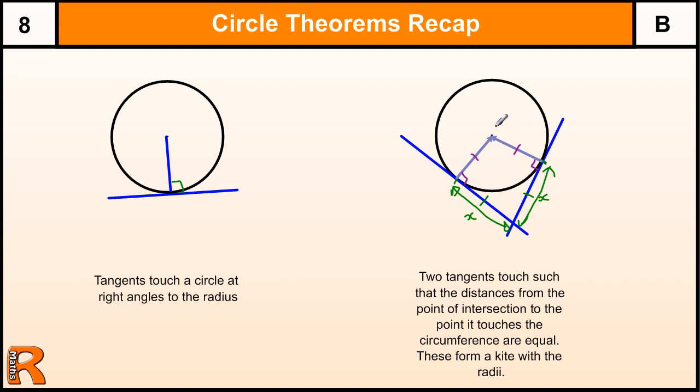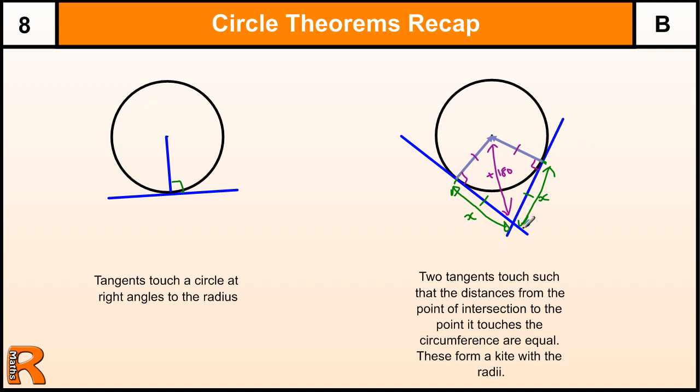So those two are the same because they're radiuses, and that must make this 90 degrees and this 90 degrees, and therefore this shape that's formed here is a kite. And because those two are 90 degrees, and all the angles in a four-sided shape, a quadrilateral, add up to 360, these opposite two must add to 180, just like we did in a cyclic quadrilateral. But this is when we've got two tangents crossing.